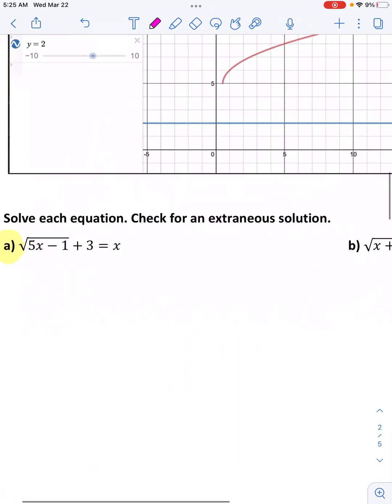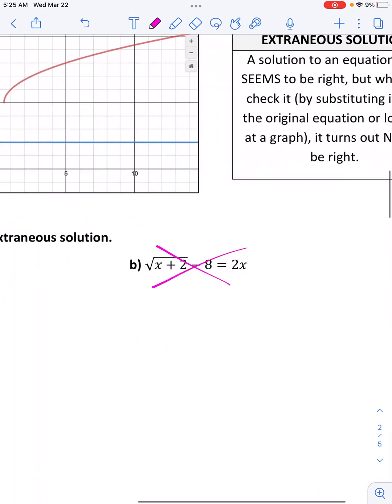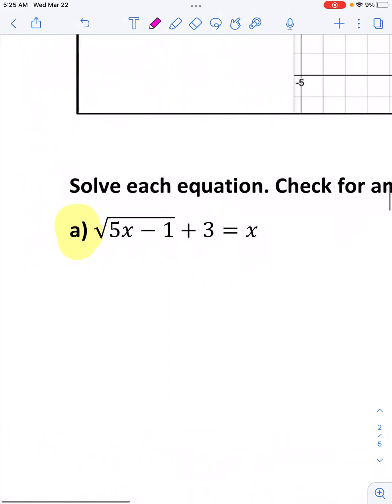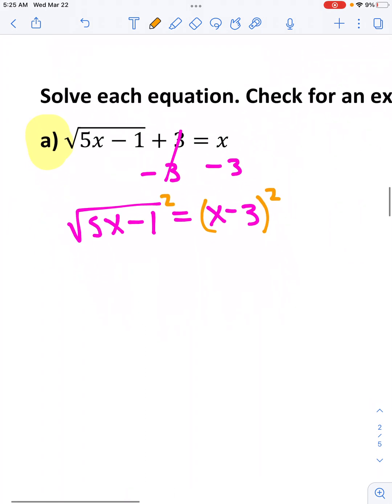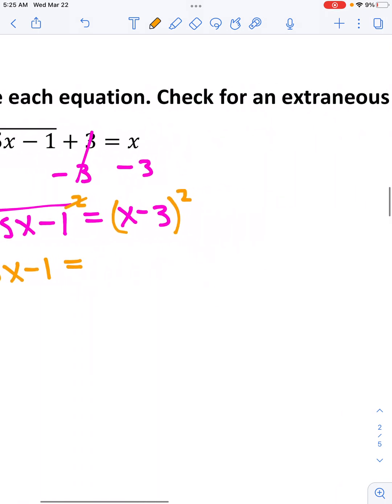All right, so we'll do one example, and then you can actually cross this example off. It didn't work out right. So I still want to get the root alone, so I'm going to subtract 3. And then when I go to square, I'm going to end up with a quadratic, so I have to square all of x minus 3. So over here it cancels to 5x minus 1. And then to square x minus 3, we do x minus 3 times x minus 3. So we have x squared, and then minus 3x is minus 6x, and then plus 9.